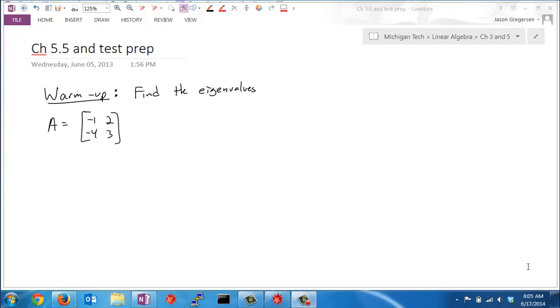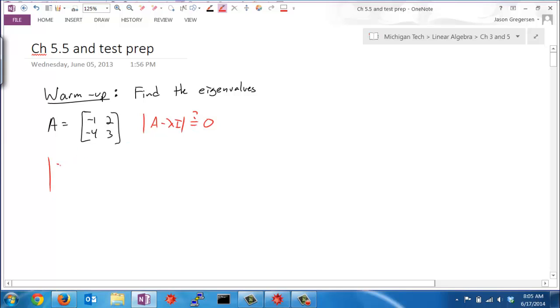So what guys is finding eigenvalues. All right, so we're finding eigenvalues in the warm-up. So we're going to start by using our equation, A minus lambda I. We're finding the determinant of that and finding out when that determinant is equal to 0.